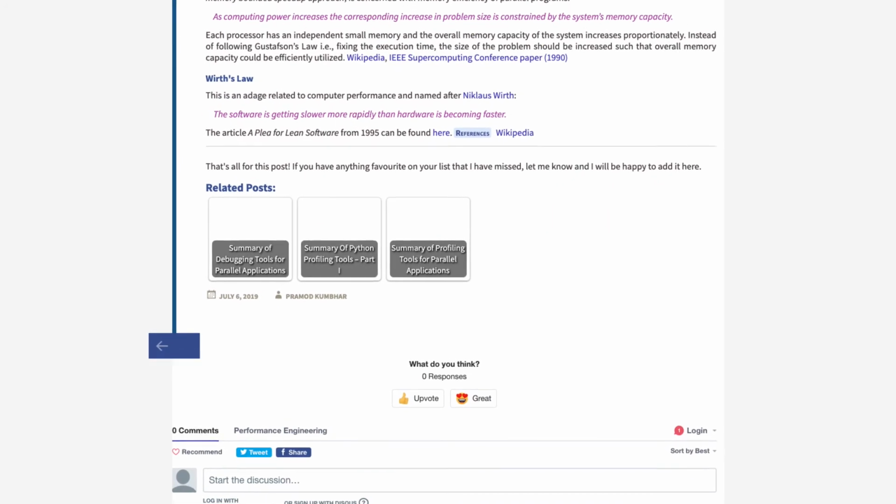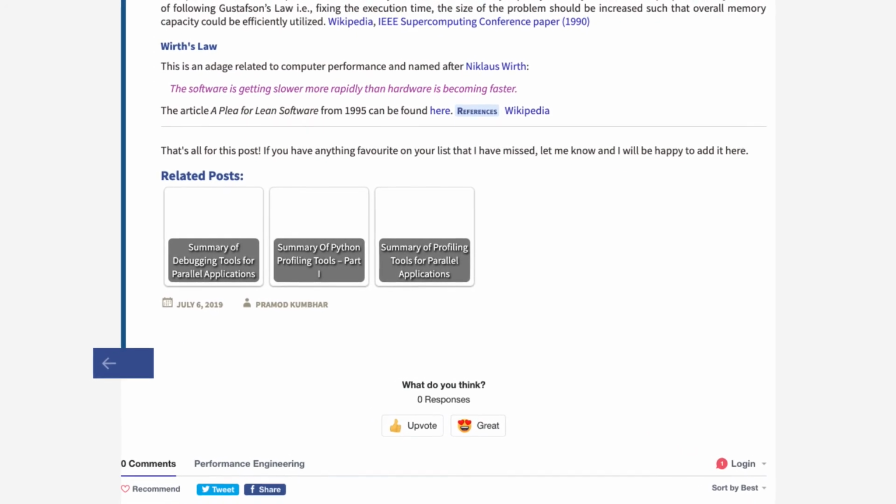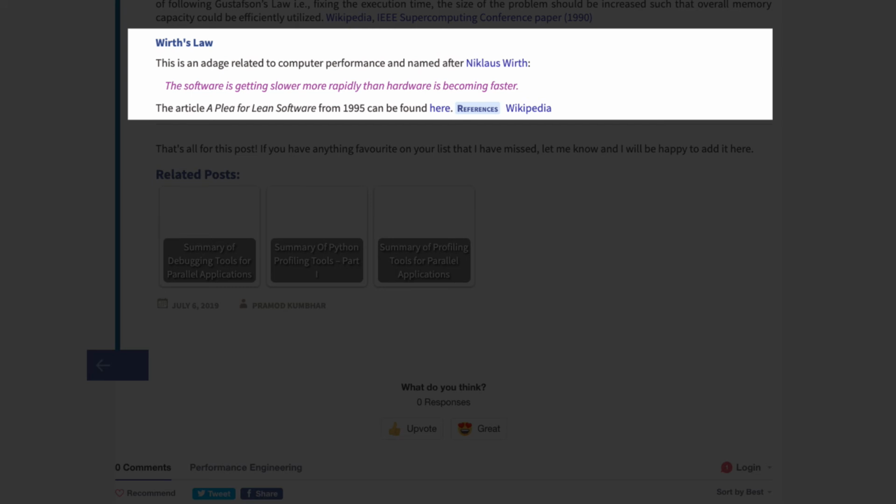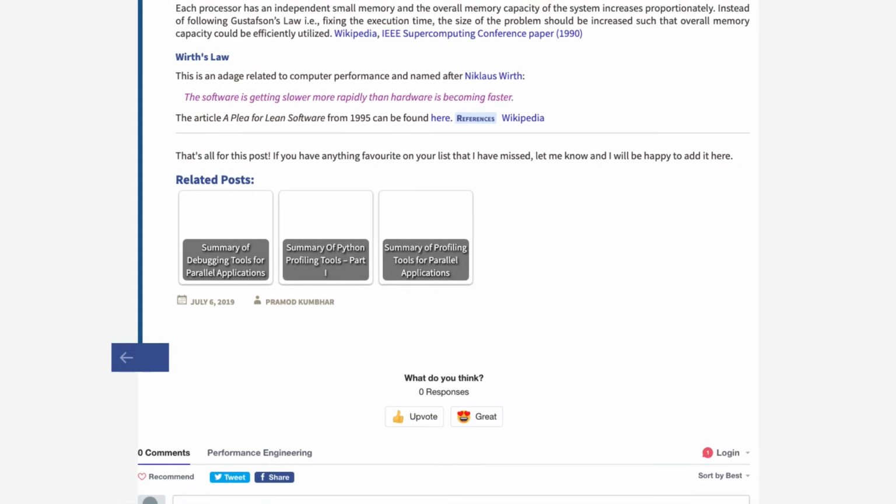And finally, Wirth's law, which states the software is getting slower more rapidly than the hardware is becoming faster. And I think this gap between software and hardware is becoming wider and wider.